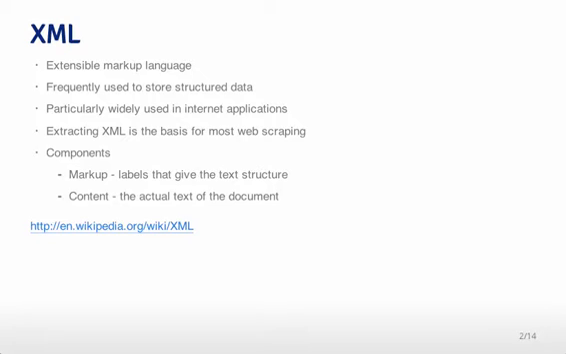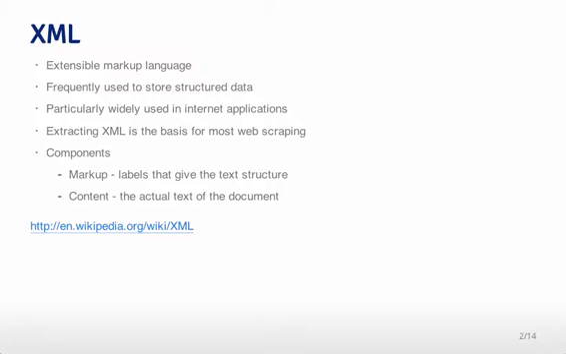internet API or trying to download data from, say, an open data website, like an open government website. Extracting HTML and XML is actually the basis for most of the web scraping that you'll see. There are two components to an XML file.